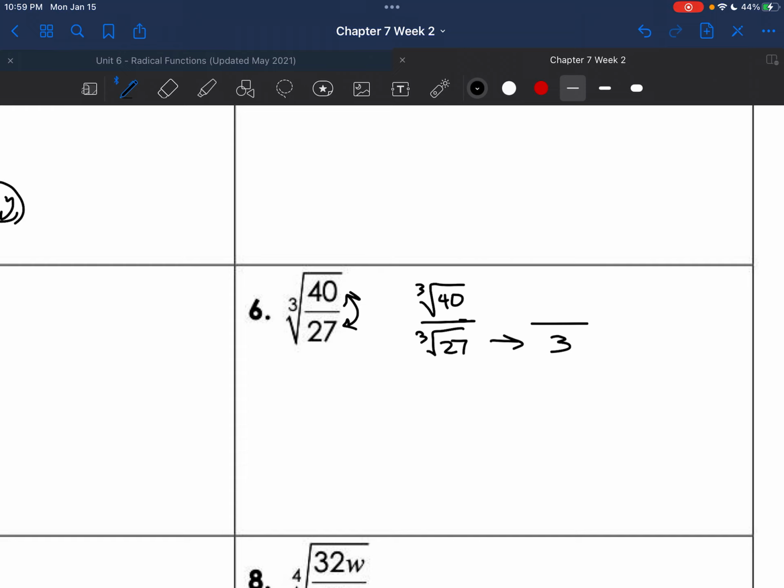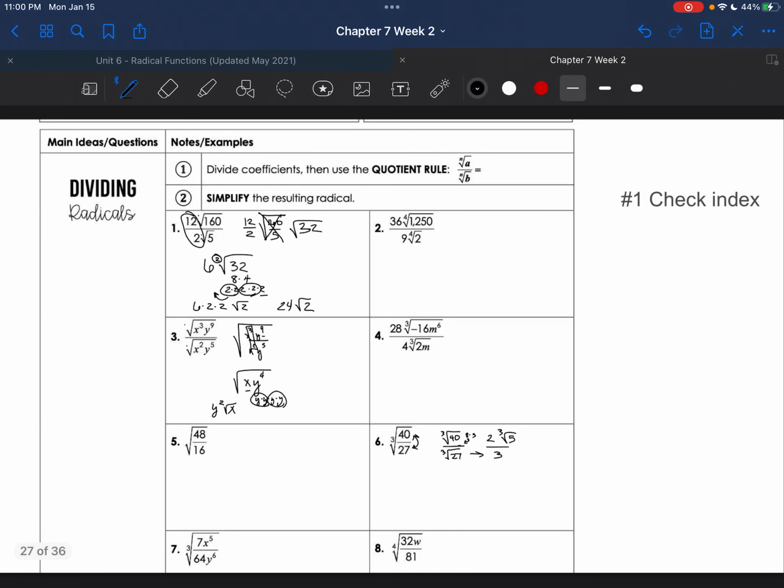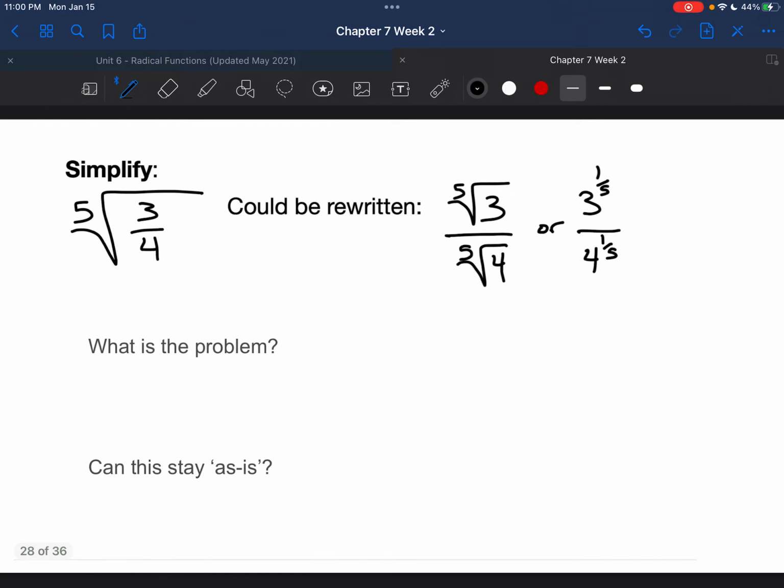Now, on top, I've got 40, which I know is 8 times 5, and 8 is my cube root of 2. I've got 2 3's. So I'm going to pull him out and have 2 cube roots of 5 left over. So a couple of different ways that we can solve that, but with dividing radicals, we are just looking for the easiest way to simplify it. Okay?